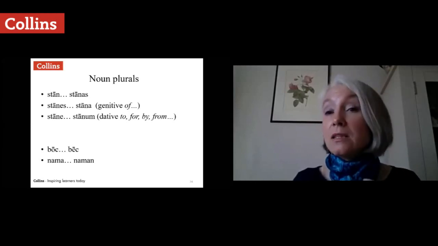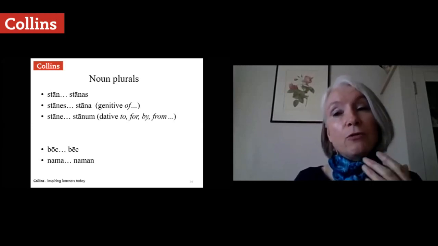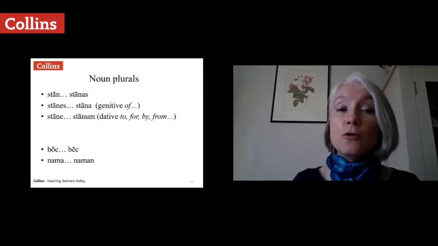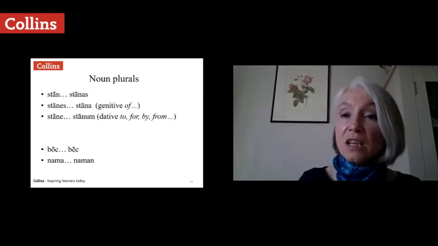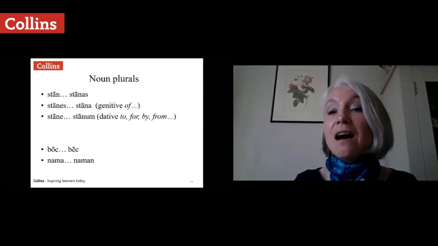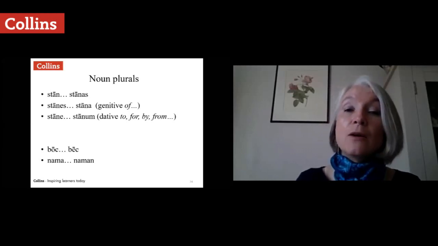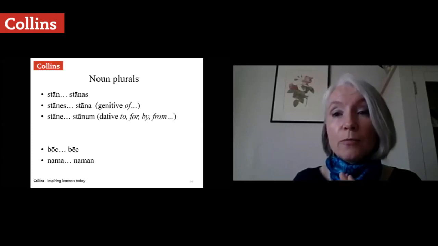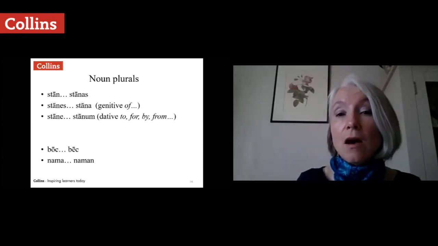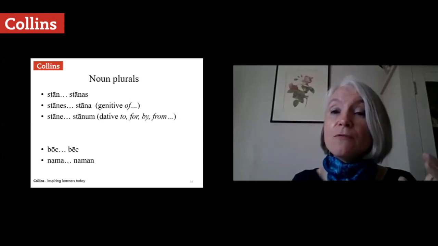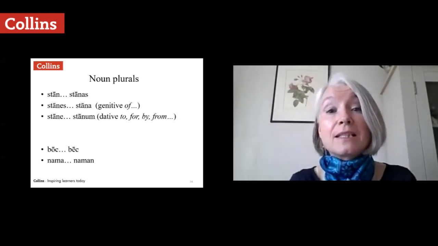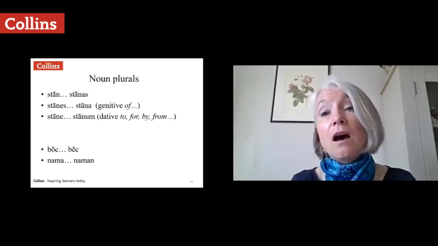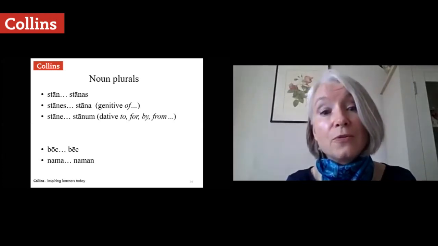So we take our word stan, which we know means stone, and we've got stan, which is the nominative and accusative form, and its plural, stanas. We've got stanes, which is the singular genitive, and we've got stana, plural genitive. And then we have the dative, which is used after prepositions, stane, stanum. So that was a very common way of making plurals. So you can see that the word stone had 3 plurals in Old English, depending on how it was used grammatically in a sentence. Stanas, stana, or stanum. Thankfully, we've only got stones now.